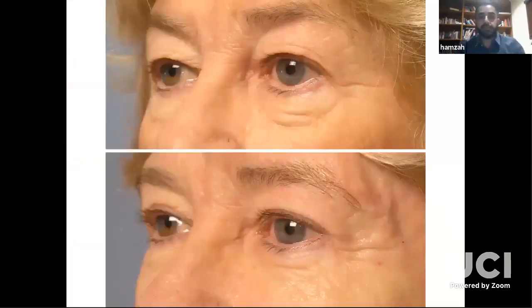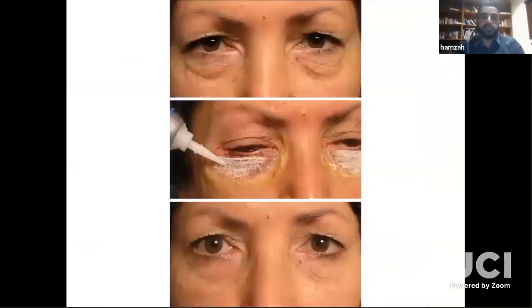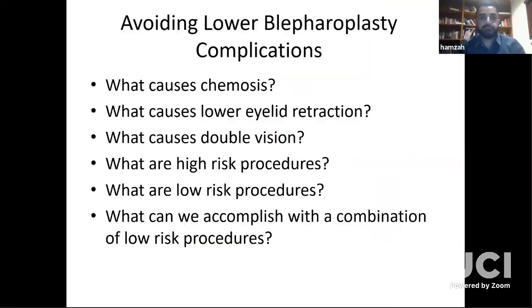Another patient here who had lower blepharoplasty, fat repositioning, and TCA peel. And just an example showing that you can actually use these adjunctives at the same time as surgery to give you a good result.